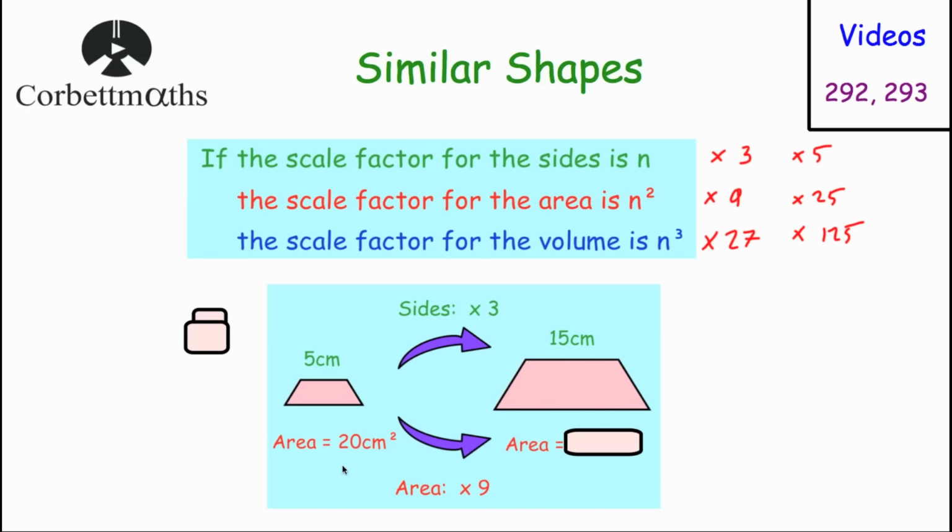And if we were given the area of the smaller trapezium, which is 20 centimeters squared, and we wanted to find the area of the larger trapezium, we could do 20 times 9, which is 180. And that's it. If we were given the area of the larger trapezium, we would divide by 9, and that would give us the area of the smaller trapezium. But if we know the scale factor of enlargement for the sides, we can square that to get the scale factor of enlargement for the areas, and we can cube it to find the scale factor for the volumes.